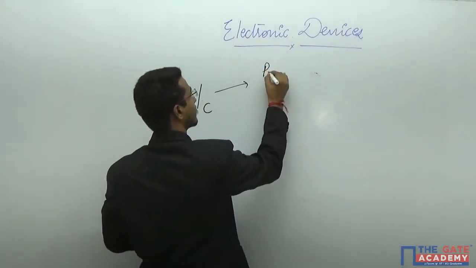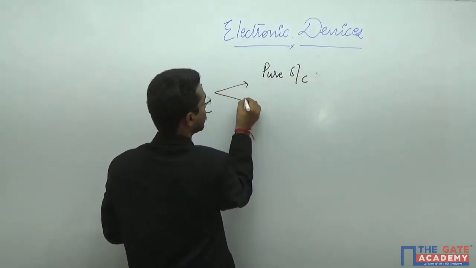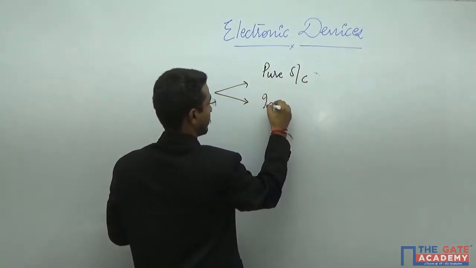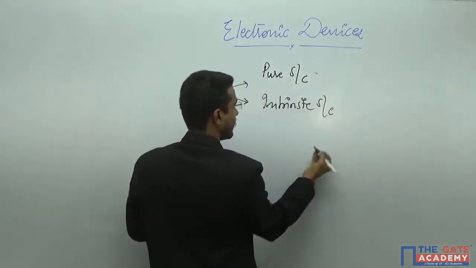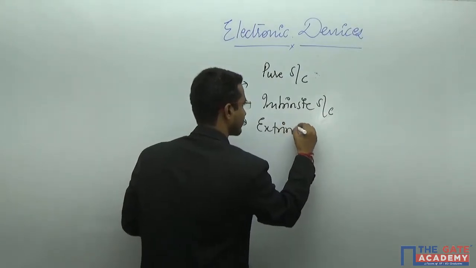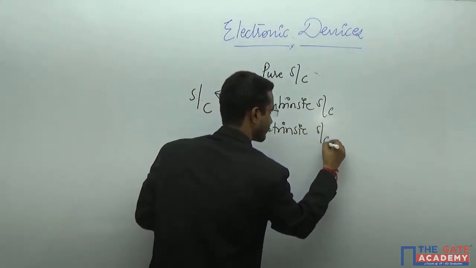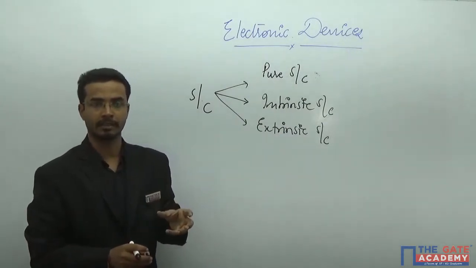The first one is pure semiconductor. The second one is intrinsic semiconductor. And the third one is extrinsic semiconductor. This is on the basis of the purity of the semiconductor.